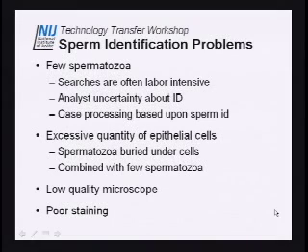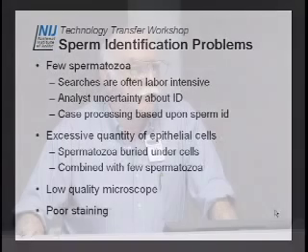Then you have the same situation combined with few spermatozoa. You have a few spermatozoa and a large number of female epithelial cells. It makes it very difficult to see. You can search that slide and just overlook them.